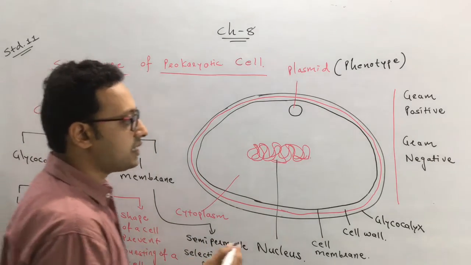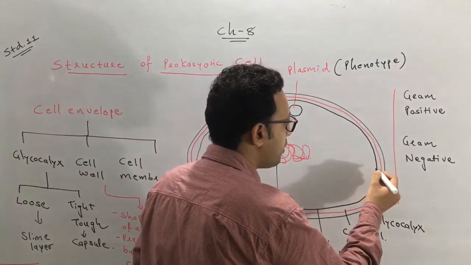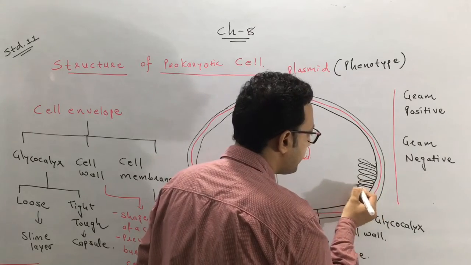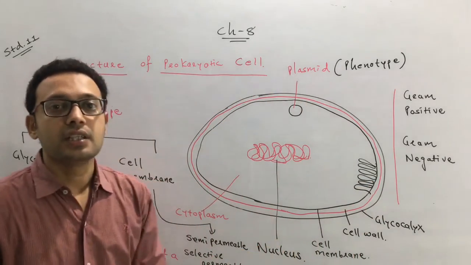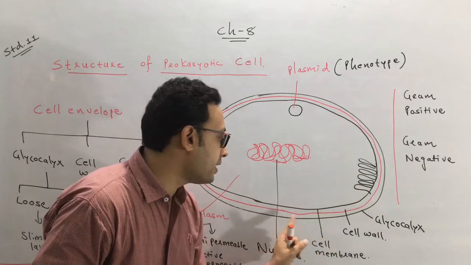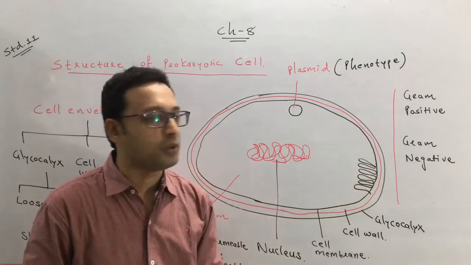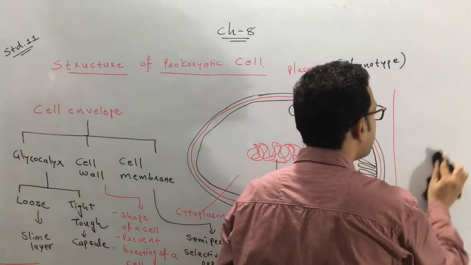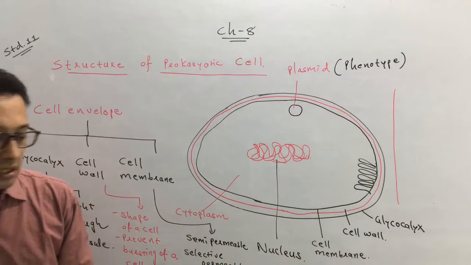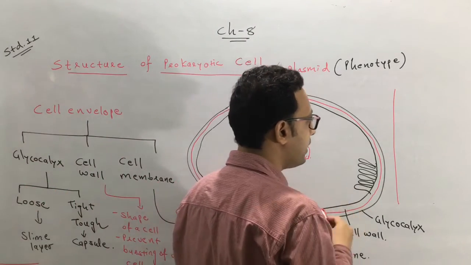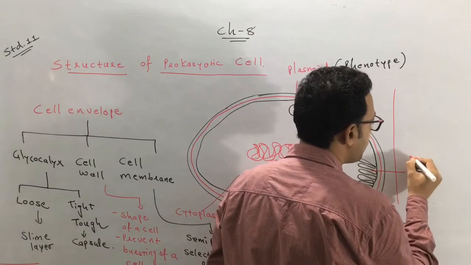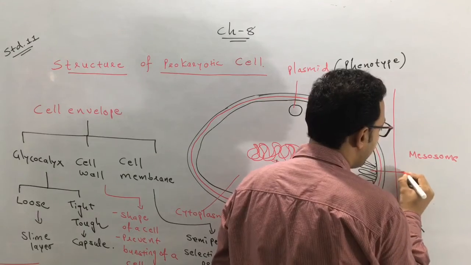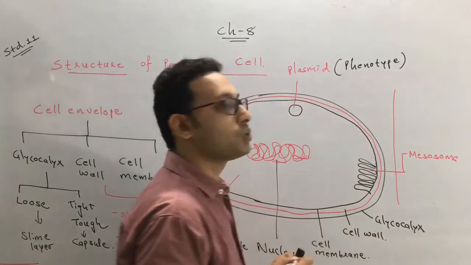Now, another thing: you can see there is also a presence of certain infoldings, like you can see here. These infoldings generate from the inner layer, the cell membrane. Cell membrane is the innermost layer, and from this innermost layer there is a formation of infoldings. What are these infoldings called? They are called mesosomes.